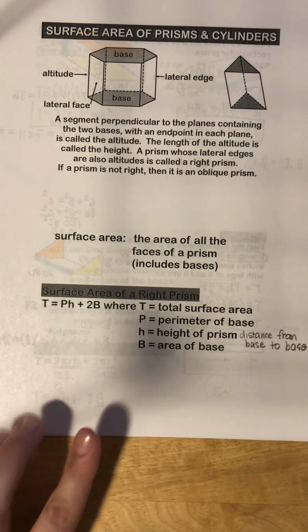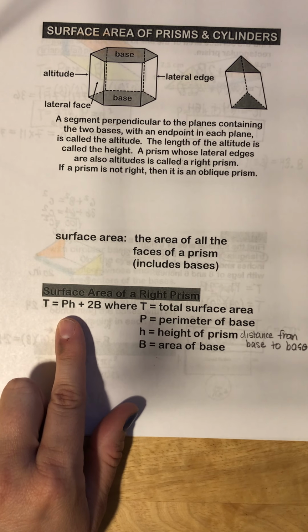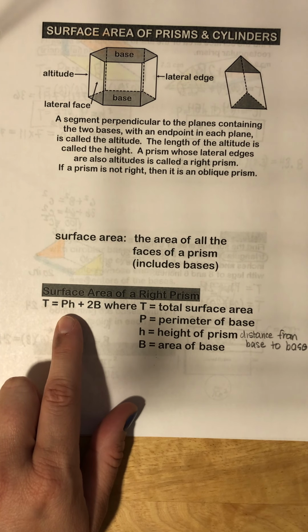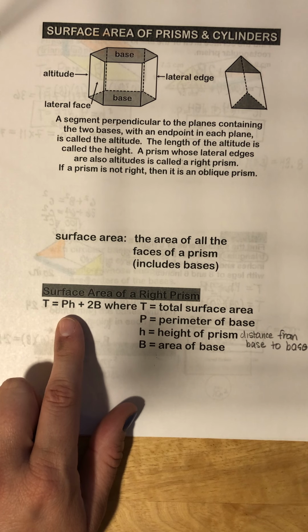And so we have this formula right here. Capital T stands for your total surface area. Capital P stands for the perimeter of your base. Little h stands for the height of your prism. Remember, that means the distance from base to base. And capital B stands for the area of your base.